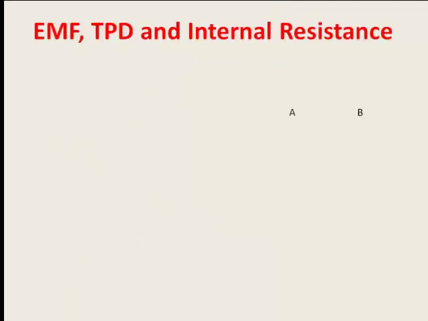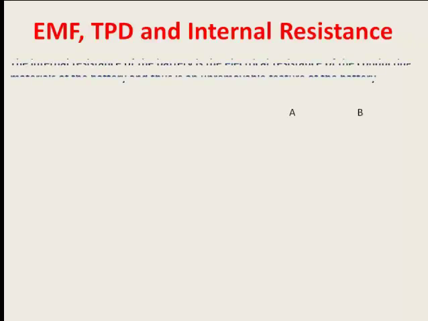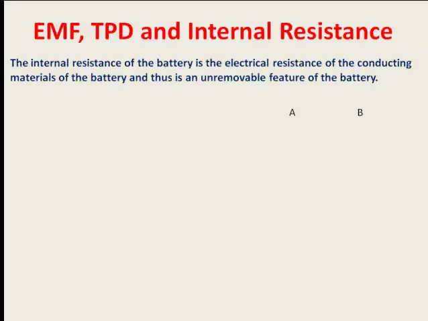Now we talk of another thing, which is the terminal potential, EMF and internal resistance. Remember, what do we mean by these things? Every battery is having some internal resistance, and it is due to the material of the battery, an unremovable feature of the battery. What happens? Conventionally, we state that the positive charge current is moving from the positive terminal of the battery going towards the negative terminal of the battery via resistance, otherwise it is the electron that is moving.